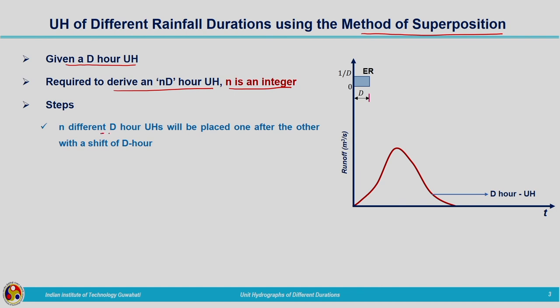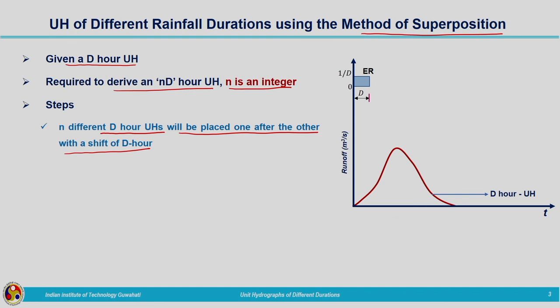N different DR unit hydrographs will be placed one after the other with a shift of DR hours. Same principle as we have used in the case of the S-Hydrograph. In the case of the S-Hydrograph, it was experiencing an effective rainfall for an infinite period. But in this case, the period is not infinite. We will be limiting it to a certain time period, which is represented by ND.